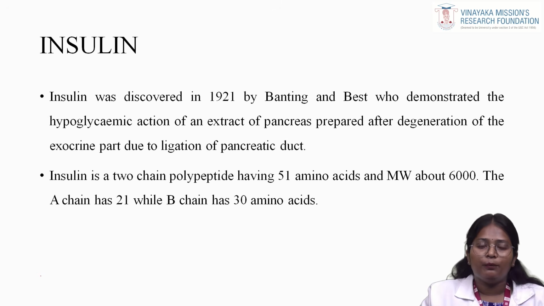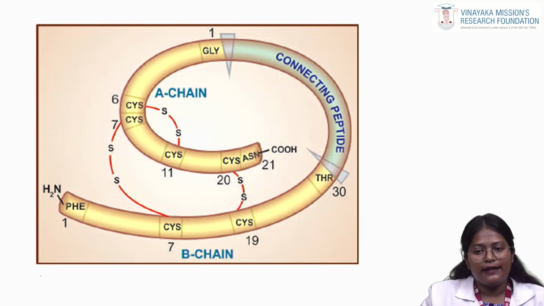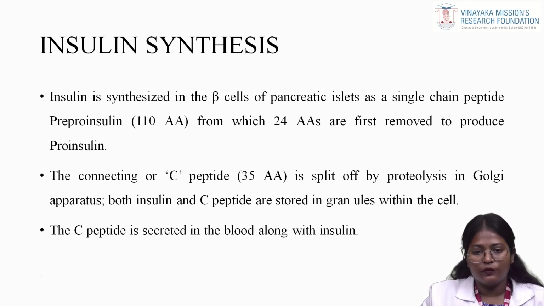But before the formation of insulin, there are 3 chains: A chain, B chain and C chain. For it to become insulin, the C chain should be detached from the A chain and B chain. First is the A chain, the connecting peptide is the C chain, and then the B chain. So if it has to be insulin, this connecting peptide C chain has to be extracted from the A chain and B chain. How this process happens, I will be explaining in the earlier slide.